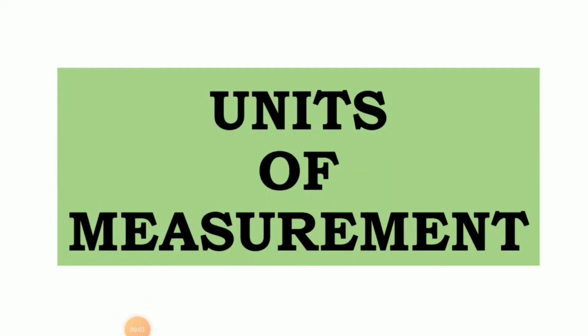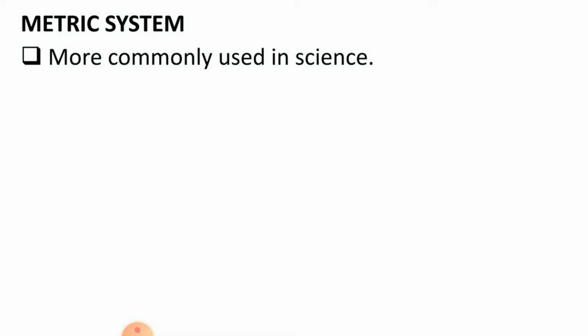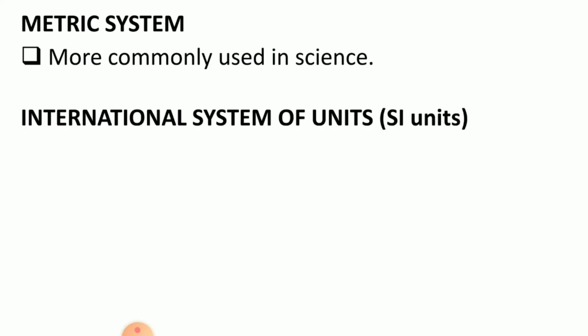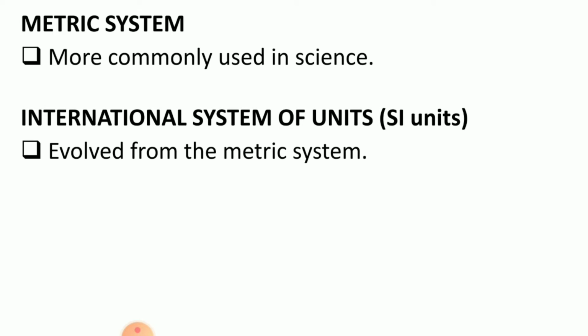In this video, I will discuss measurement. The metric system is more commonly used in science than the English system. The International System of Units, otherwise known as the SI units, evolved from the metric system. So it provides additional and more accurate units of measurement.